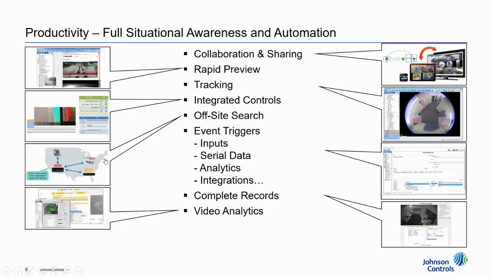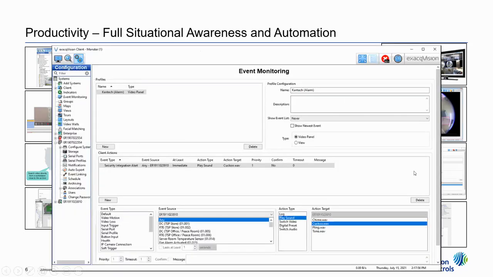Within the product itself, we have a series of controls to enable triggers to notify the security personnel when there are events happening. The events could be triggered by inputs, by text, by video analytics, or even by integration as well. In terms of the functionality that we can trigger, for example, a video pop-up, an audio tone, or a digital preset. Let's say I have a pan-tilt-zoom camera.